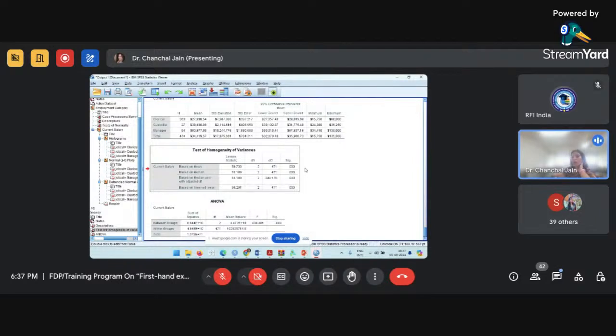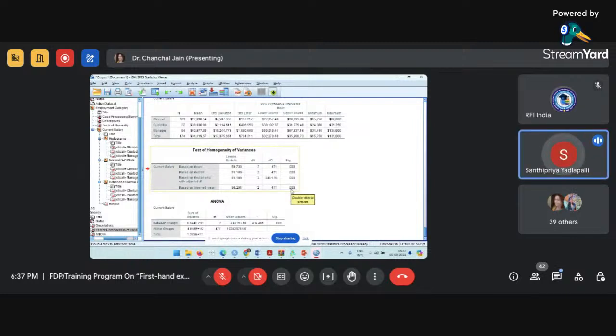I hope you can recall, I have shown you this thing in the slide. The hypothesis for the Levene's test we have seen there: all the test statistics are listed, degrees of freedom are listed, and these are the significance values.